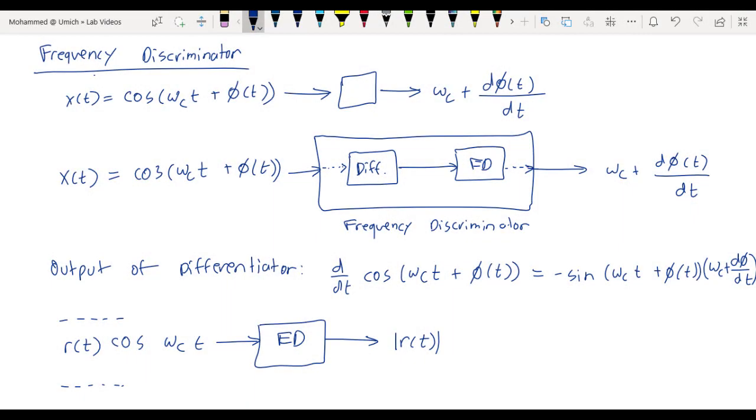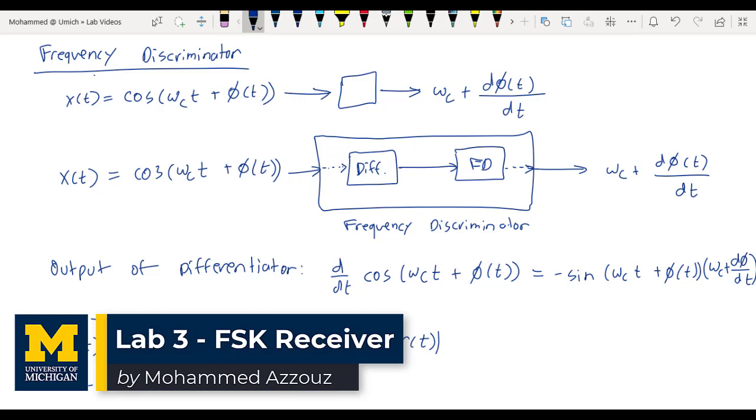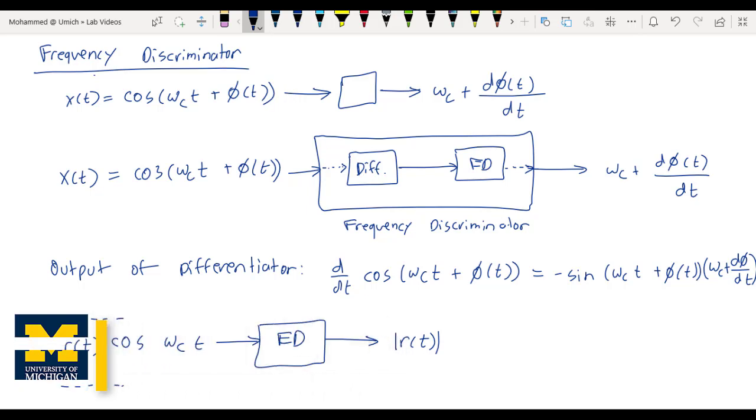Hi everyone. In this video, I'm going to talk about what you'll actually be doing in Lab 3. So the main circuit that you'll be building in this lab is what's known as a frequency discriminator. Now, a frequency discriminator is a system that converts a signal x of t equals cosine of omega ct plus phi of t into omega c plus d phi of t dt. So it converts the instantaneous frequency of this sinusoid here into an amplitude at the output.